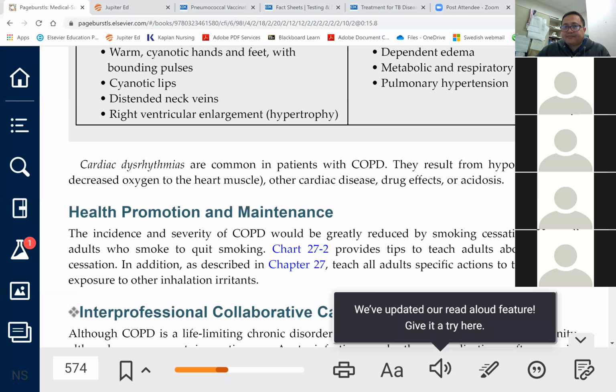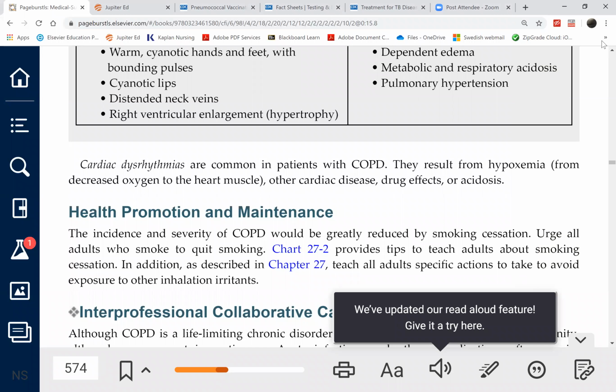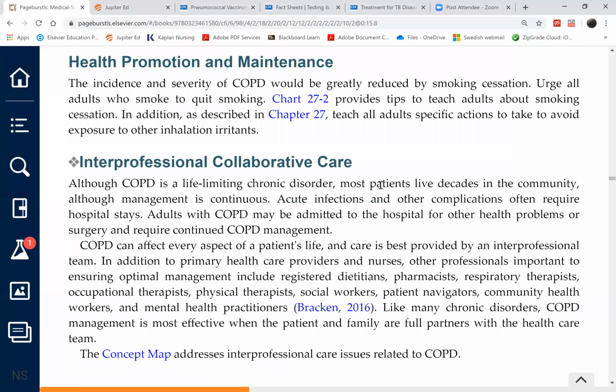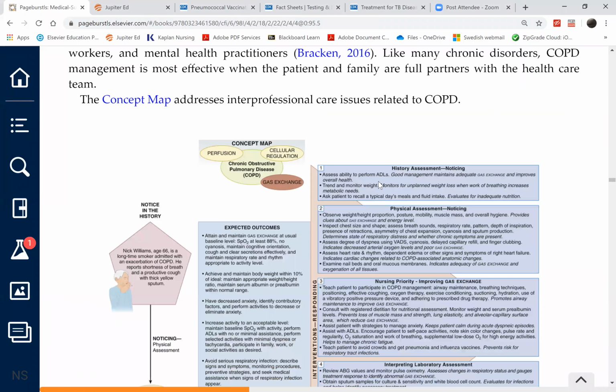Let's go back. All right, can you see my screen? Yes. Okay. All right, so let's go to signs and symptoms now.